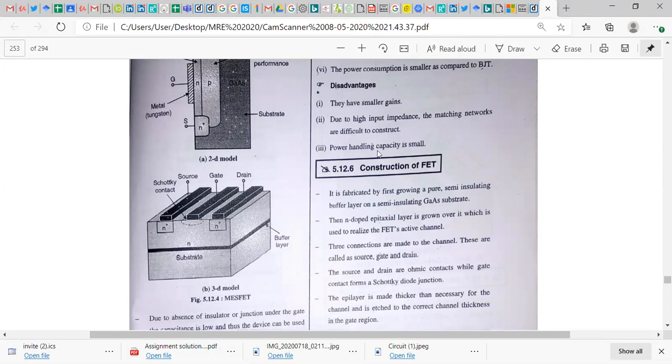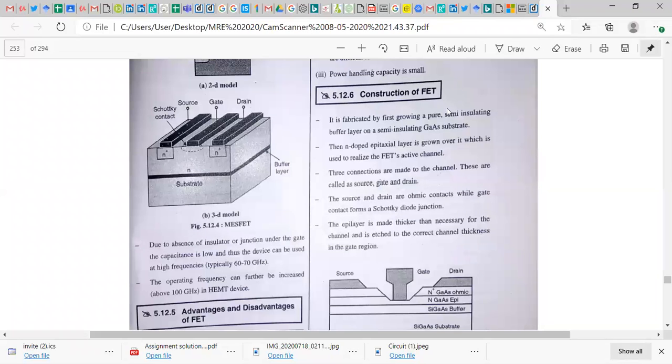Second, power handling capacity is small. In general circuits which operate at 230 volt, they are at high power, because 230 volt into current, if current is 10 ampere, V into I will be the power. Therefore, they should handle high power. But at microwave frequency, they operate at millivolts. Therefore, I don't require any high power handling capacity. Even if it is not having high power handling capacity, it is useful for me at microwave frequency because they operate at millivolts.